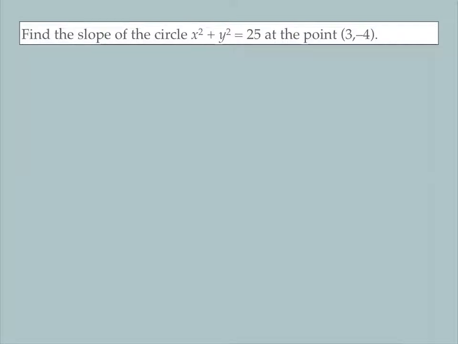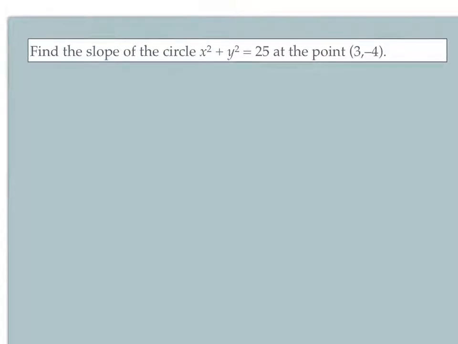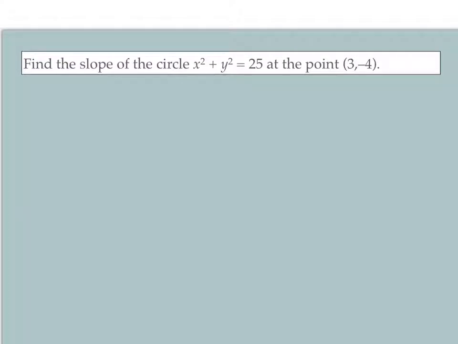So this one is actually not something I would have to do implicit differentiation with. X squared plus y squared equals 25. I could solve for y there. It's not that hard. I would just subtract x squared and take the square root, right? But it's kind of a pain. Instead, implicit differentiation is actually a lot easier.